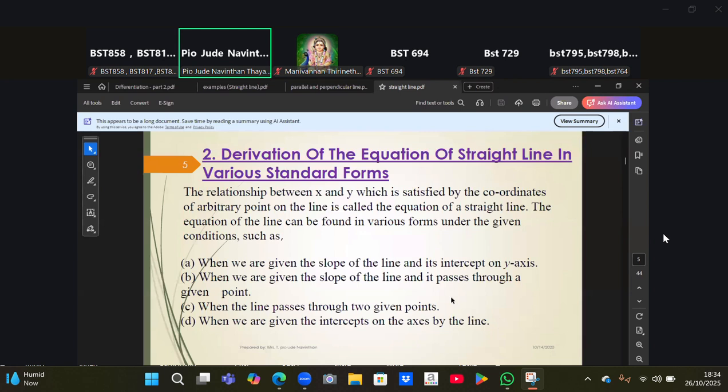That is we will see later, right? By using these 2 points, we will find. Okay. The other thing is the fourth one. When we are given the intercept on the x-axis, sorry, on the axis by the line. So they are saying, okay, this line cuts the x-axis here, cuts the y-axis here. Can you find the straight line?